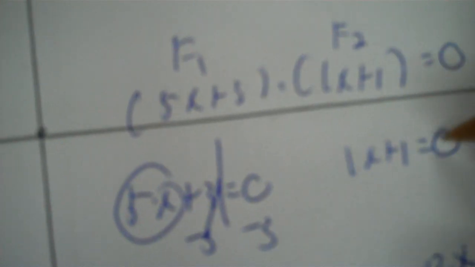Okay, F1, F2. So 5x plus 3 could equal 0, or 1x plus 1 could equal 0. So we're going to minus 3, and that would be negative 3. Dividing negative 3 by 5 would be negative 0.6. You could put negative 3/5 if you want, or the decimal. Now we don't need the multiplier of 1. We just need to subtract 1, and that's negative 1.